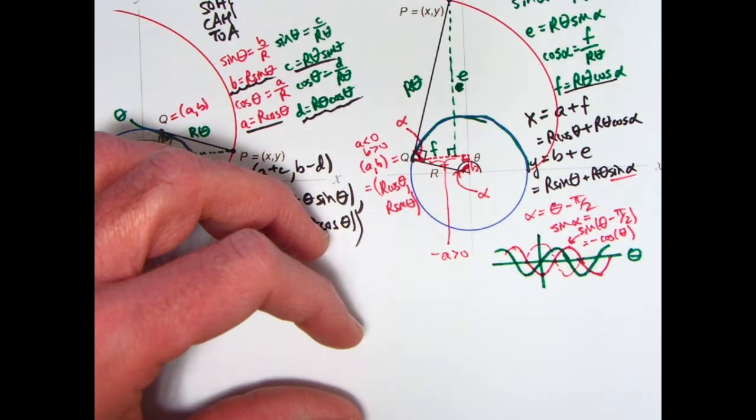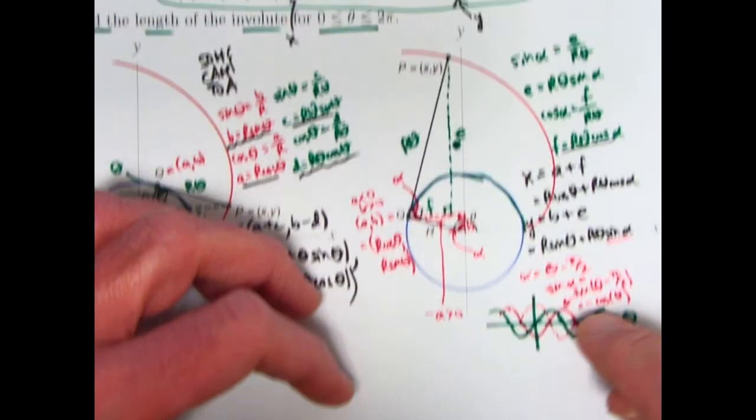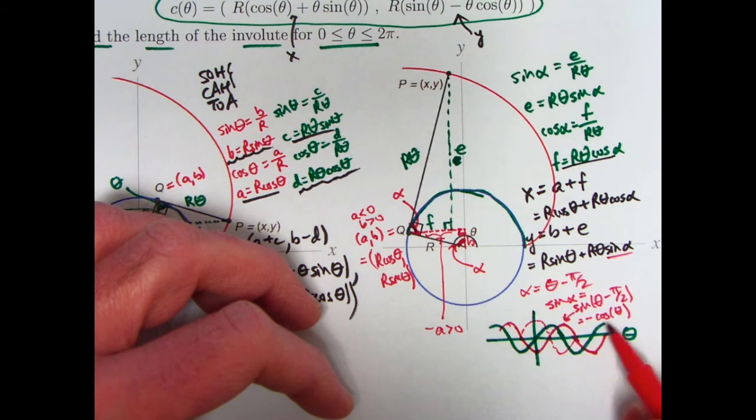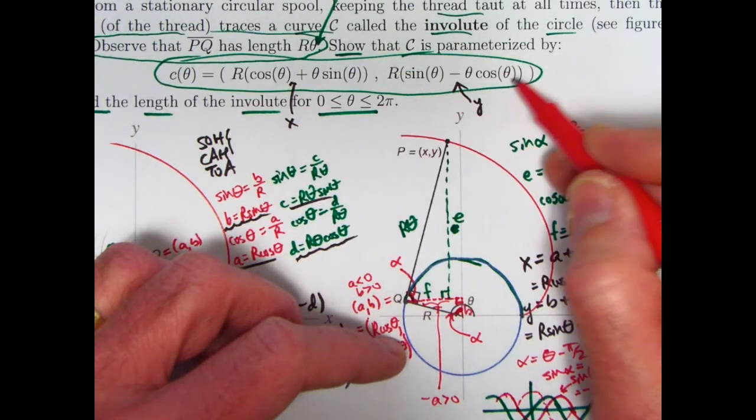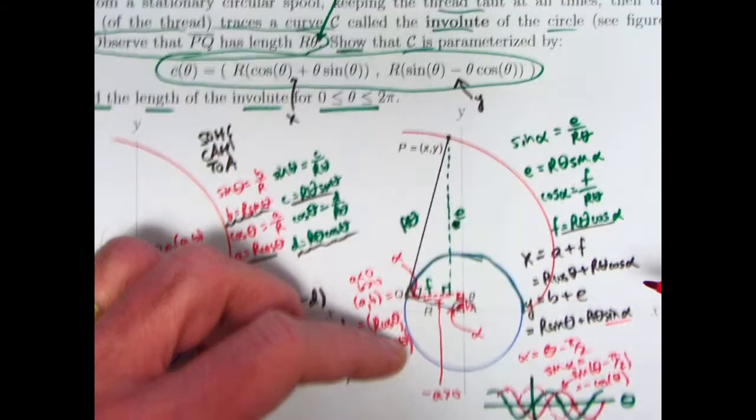I won't bother writing that down. Should I say it again? Sine alpha can be ultimately replaced with negative cosine theta. I can do that replacement right there. That's where the minus sign and the cosine theta comes into play.